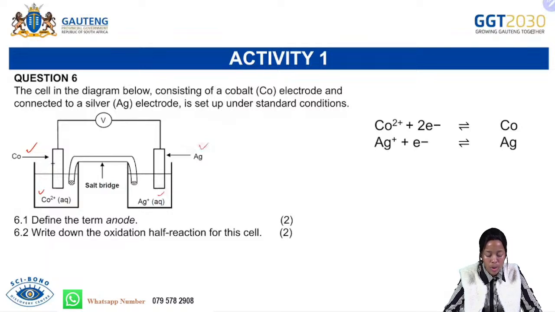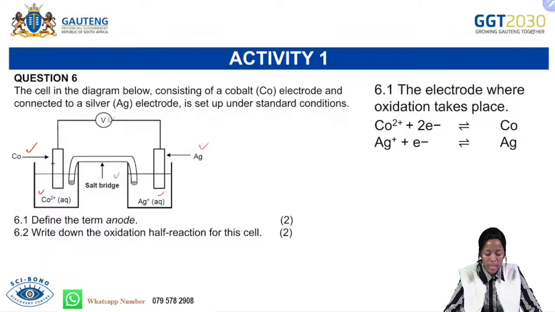Ag plus aqueous. And then of course, we can see the salt bridge and the voltmeter there. Okay, 6.1 says that we need to define the term anode. Okay, so with the definition again, we need to define according to the examination guidelines.